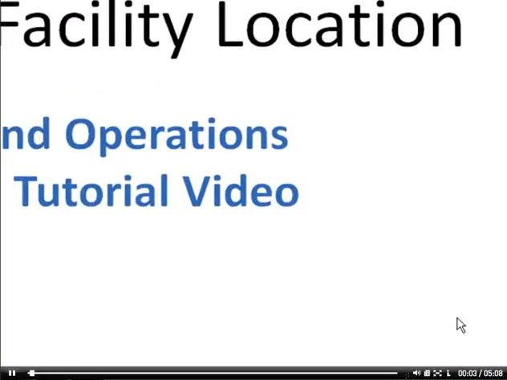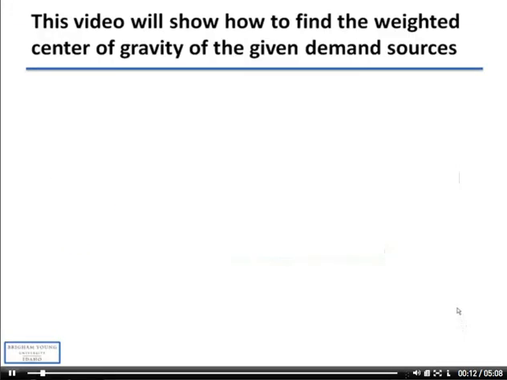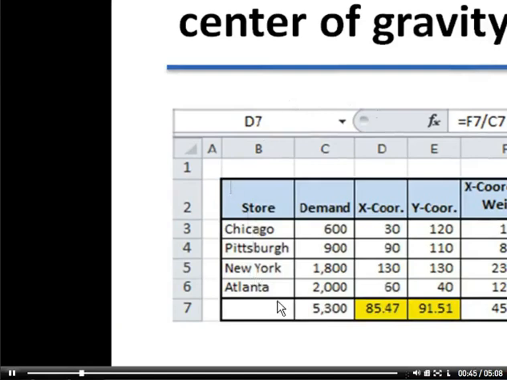Welcome to this production and operations management tutorial video on the weighted center of gravity technique for locating facilities. In this video, we're going to show you how to find the weighted center of gravity for a given set of demand sources. Referring to the textbook, we have a case of a retailer that sells NASCAR souvenirs. And we have demand from 4 areas: Chicago, Pittsburgh, New York, and Atlanta. In this case, we're trying to find the best location for a distribution center which would feed the stores in these 4 markets.